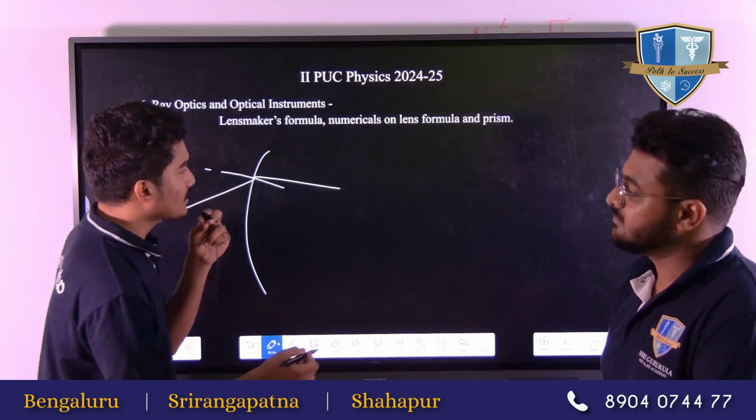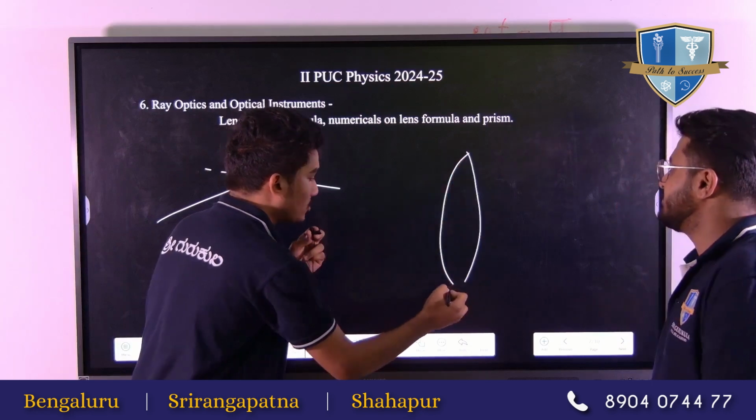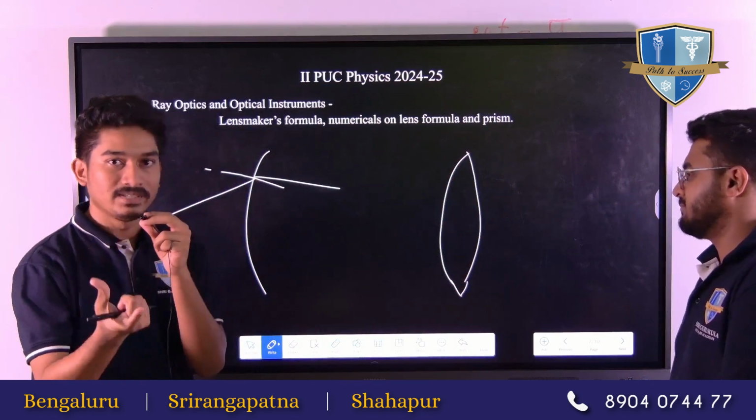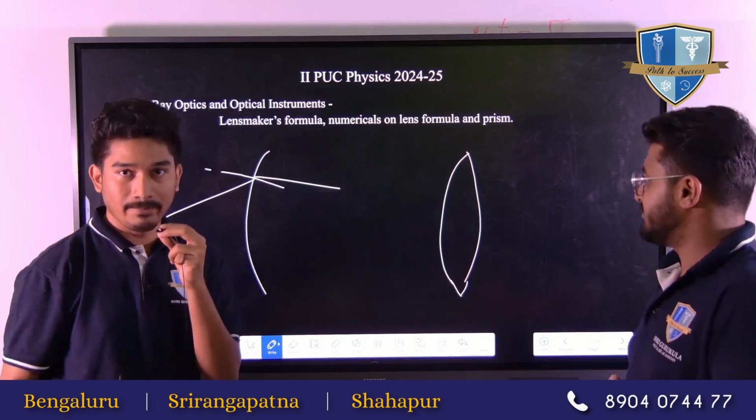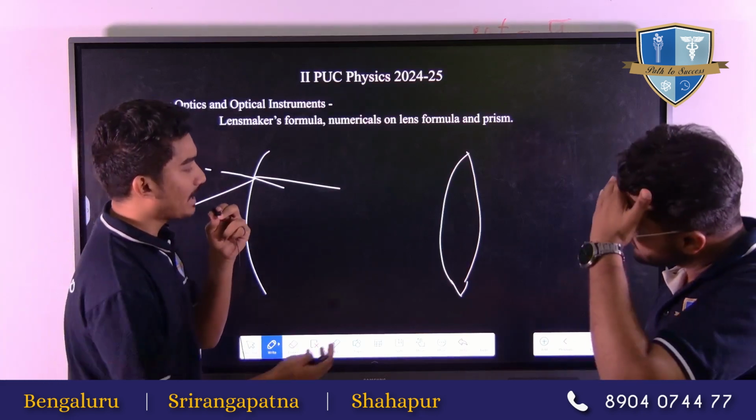The second thing they can ask is they will give you a convex or concave lens, and they will give you the object distance, and they will ask you the nature of the image or the correct distance of the image from the lens. So this kind of numerical question can come.